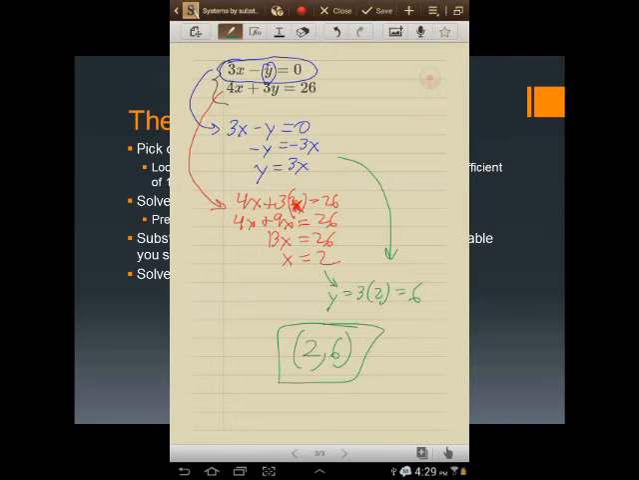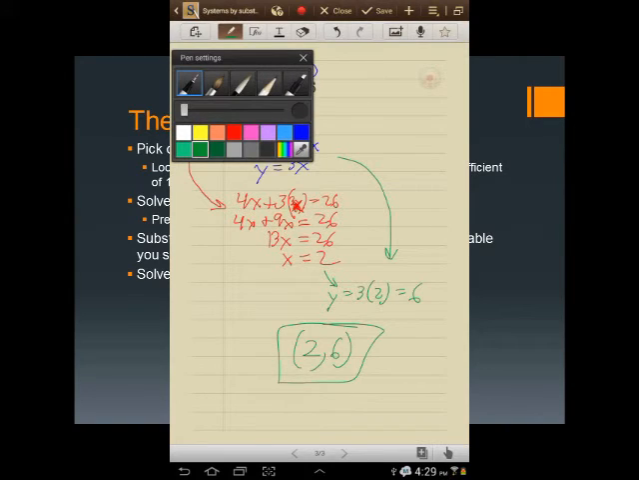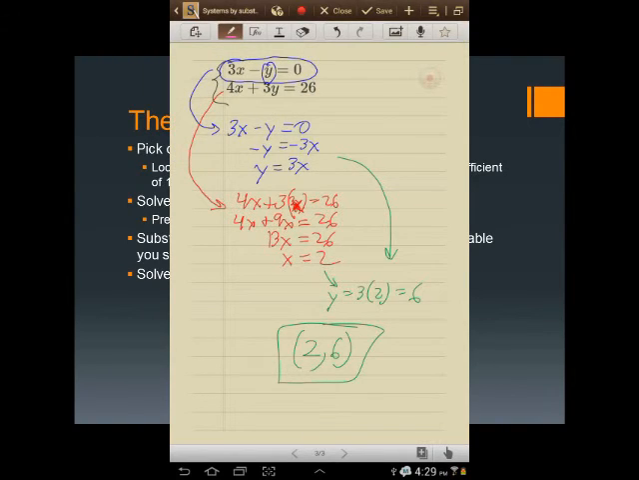Reviewing the steps. I'll change to bright bubblegum pink for this. Pick your equation and your variable that's easy to get by itself. Then do that. So step 1, step 2. Once you know what that one variable equals, substitute it into the other equation, the one you haven't used yet. So this would be step 3.